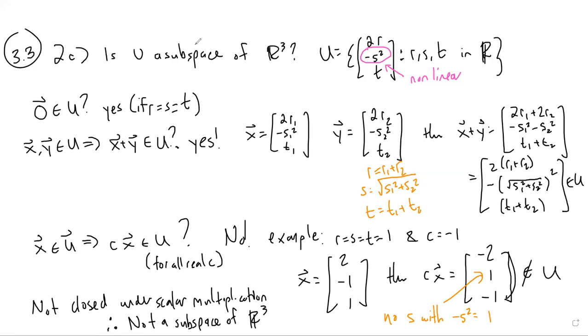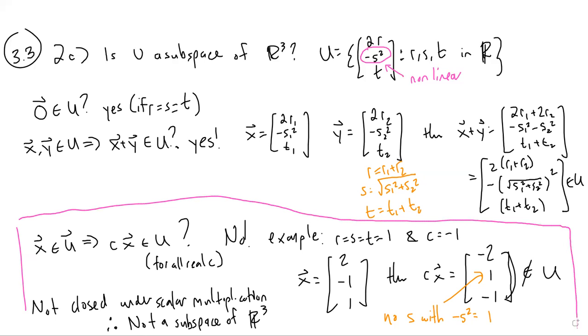So for showing this, I didn't really need to do the first two steps, but I just want to show you that they do actually work. This is really all you need right here, is just showing that one of those three things breaks down, and it's the closure under scalar multiplication that does.